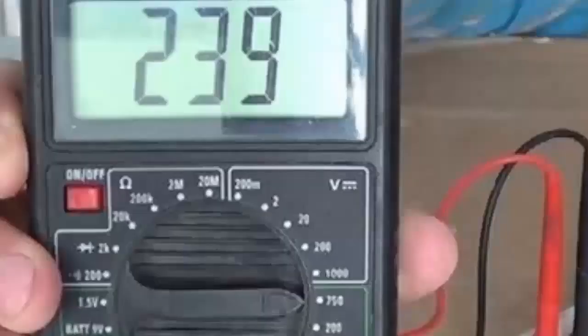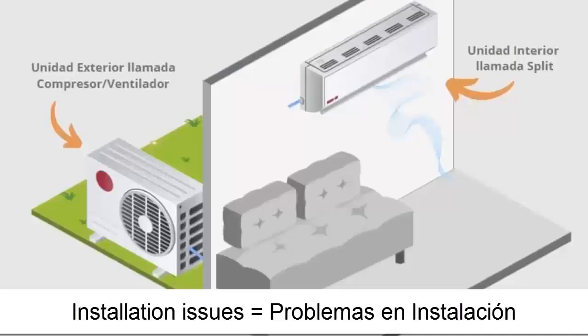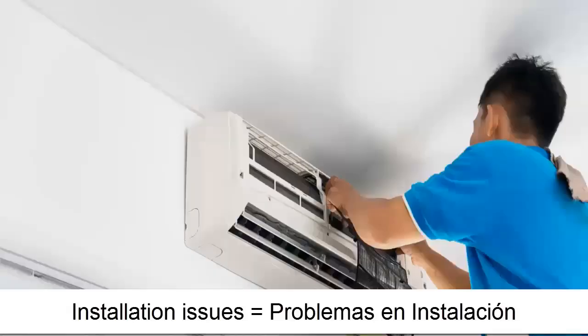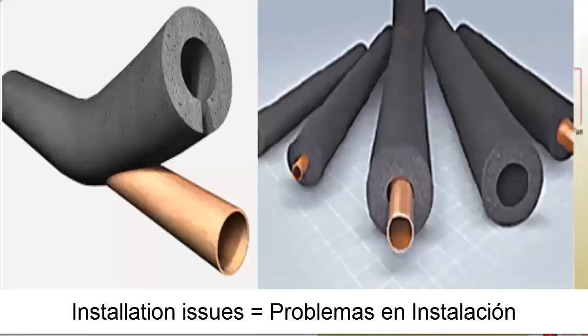D. Equipment installation problems. 1. Location of the condenser in points of high temperature or near heat sources, increasing pressure and overloading the compressor. 2. Location of the evaporator in places with poor circulation of cold air. 3. Uninsulated pipes or joints that generate unnecessary heat exchanges in the refrigerant, affecting the compressor's efficiency.